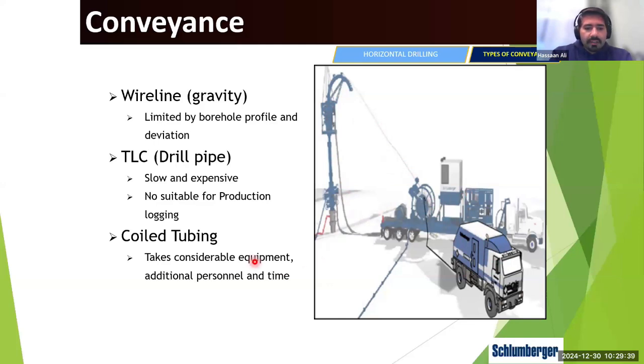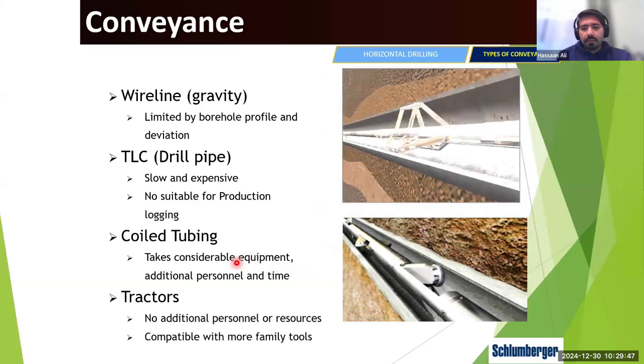But one of the downsides is that it can use a considerable amount of equipment, personnel, and time. So it becomes very expensive. The last one is what we call a wireline tractor. This is that tractor. Effectively, this is a mechanical tool that can actually run through the deviations, and it can convey the tool to the depth you want.